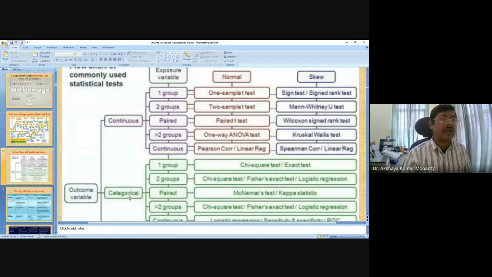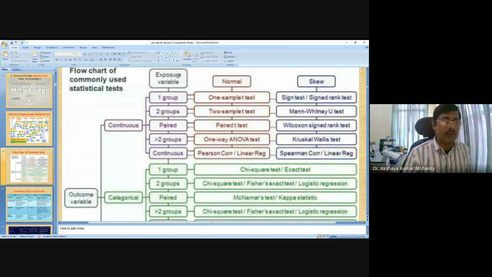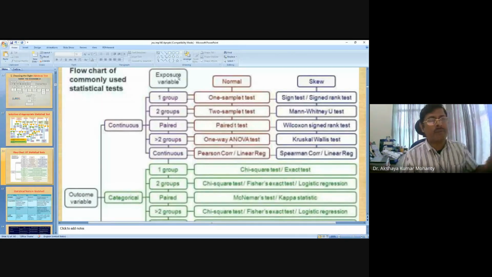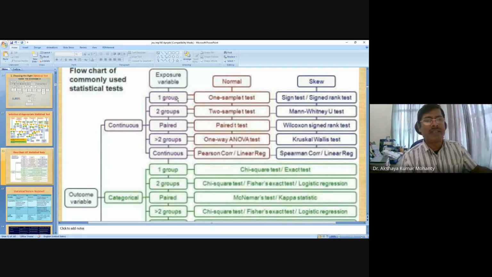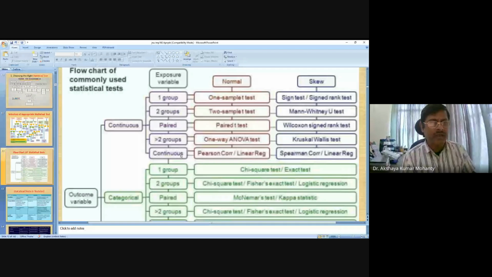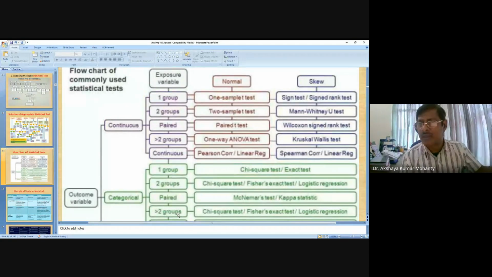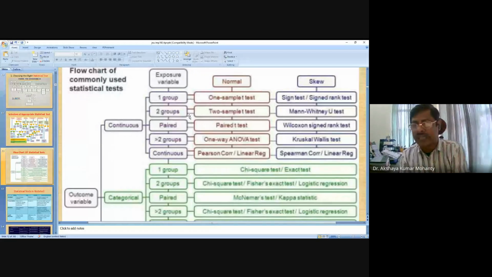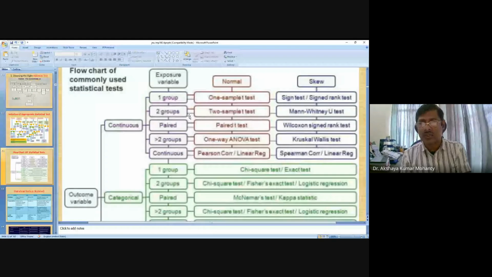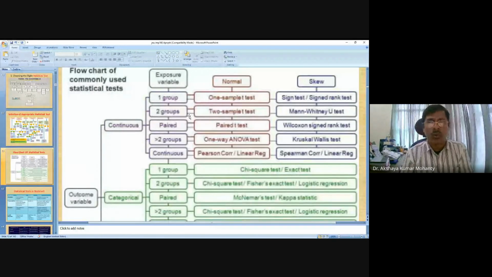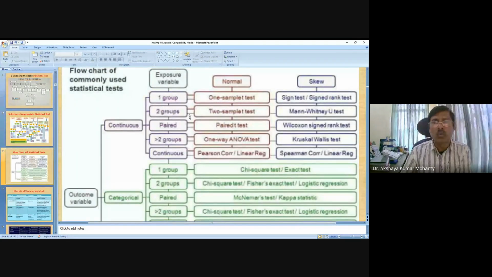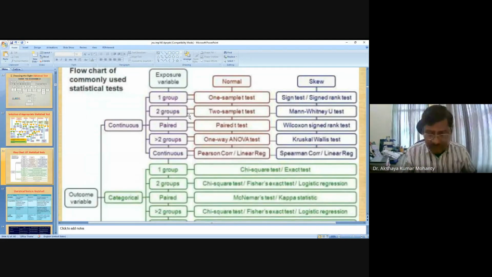So through this slide, you see this is the exposure variable and this is the outcome variable. In the previous two slides, I told you that one group may be there, two groups may be there, paired may be there, more than two groups may be there, continuous may be there. Like this I discussed in the previous two slides. Am I right? So this is another way of presenting my analysis, so that you will be very comfortable knowing in what circumstances you will use what type of test. That's why I'm going to the deeper part of analyzing things.